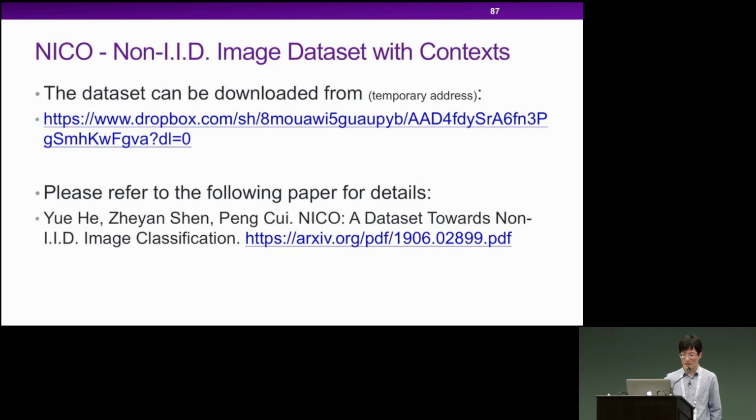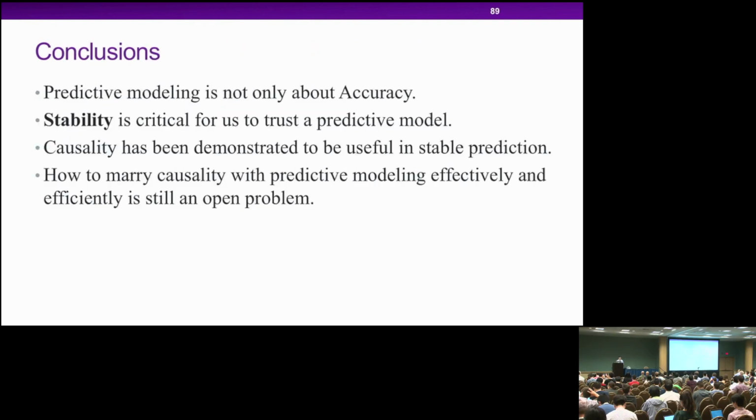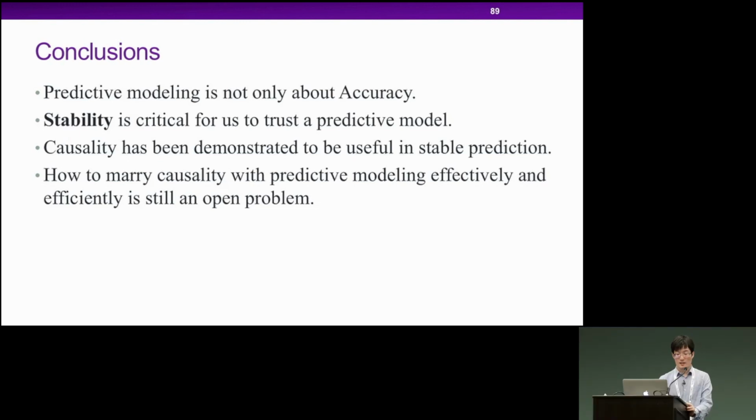Finally, I will give you the conclusion. We think that predictive modeling is not only about the accuracy that we pay all of our attention to. The stability is quite critical for us to trust or to rely on a predictive model. In previous studies, it has been demonstrated that causality is useful in stable prediction. But how to marry causality with predictive modeling effectively and also efficiently in very large-scale data, I think this is still an open problem and worth more research.